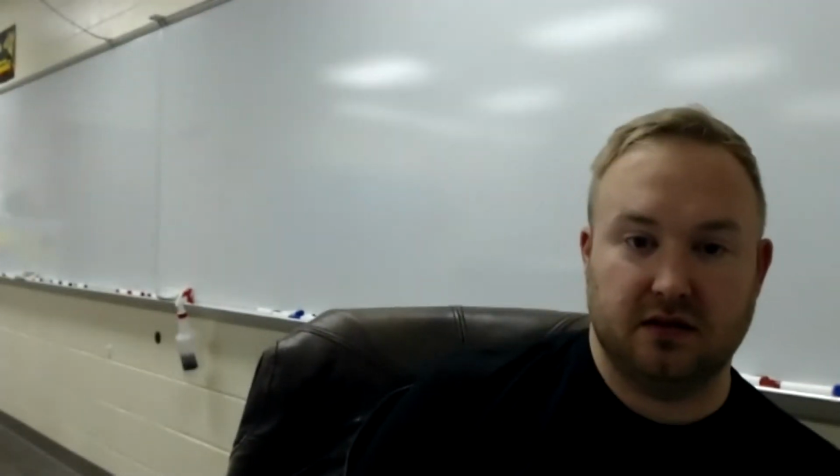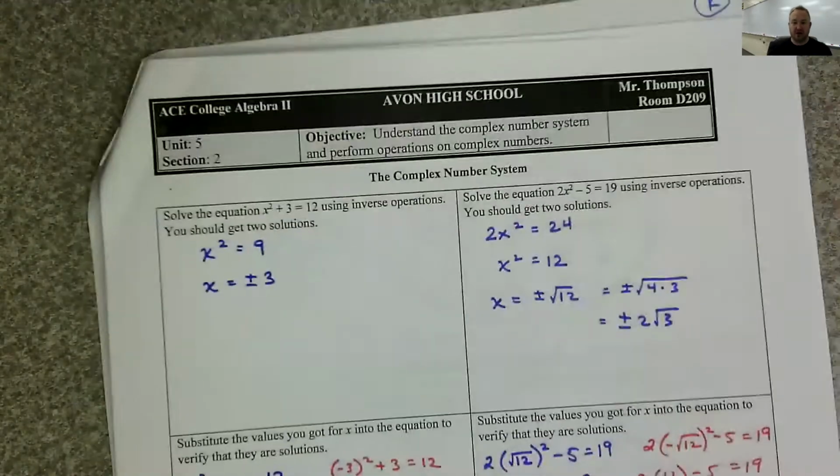Okay, so we are going to look at Unit 5, Section 2, which is understanding the complex number system and performing operations on complex numbers. So we are in your Unit 5 notes. We are skipping Section 5.1 and going straight to Section 5.2. Let's open this up and get it started. Here we go. Share the screen. Hopefully it focuses.